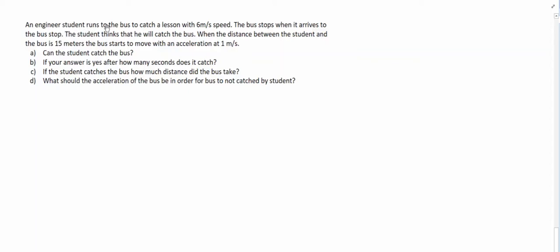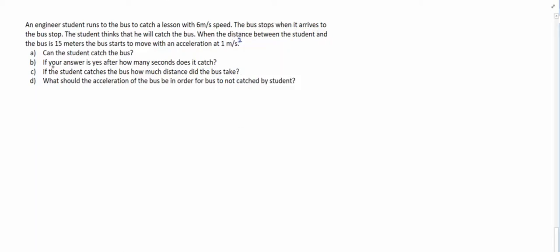An engineering student runs to the bus to catch a lesson with a speed of 6 meters per second. The bus stops when it arrives at the bus stop. The student thinks that he will catch the bus. When the distance between the student and the bus is 25 meters, the bus starts to move with an acceleration of 1 meter per second squared. This has to be squared.